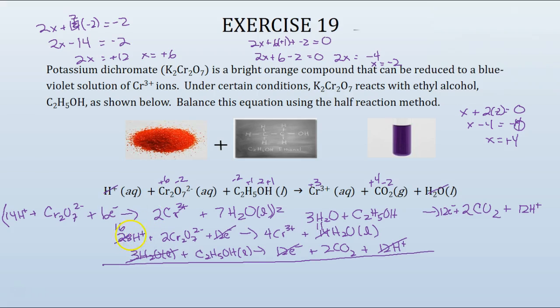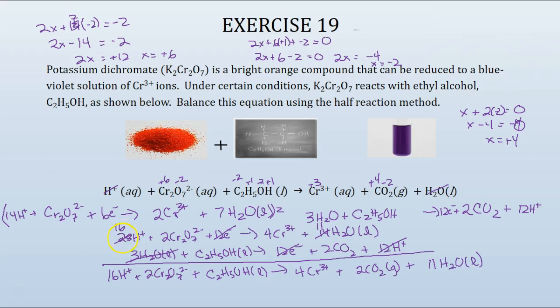What we're left with is 16 H plus, 2 dichromates, plus ethanol, yields 4 chromium 3 plus ions plus 2 carbon dioxide molecules, plus 11 water molecules. Okay, so we double check.